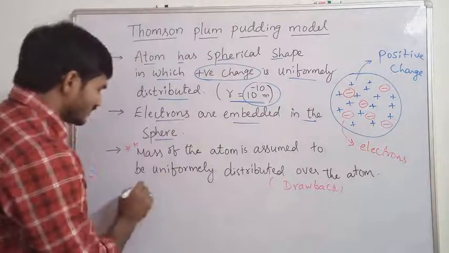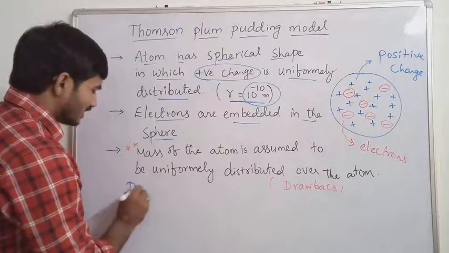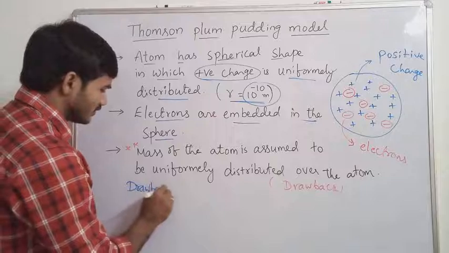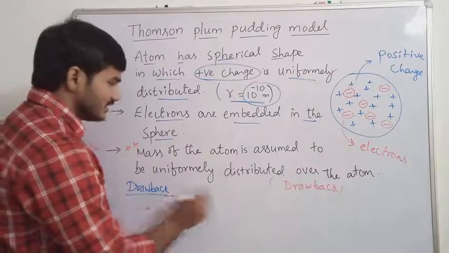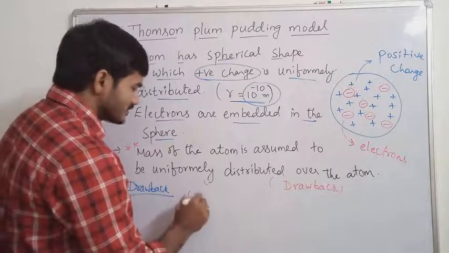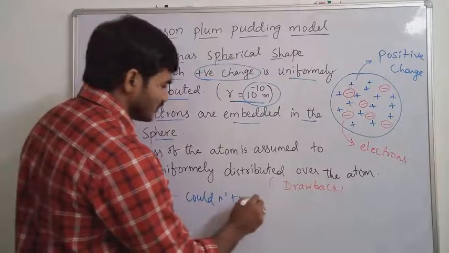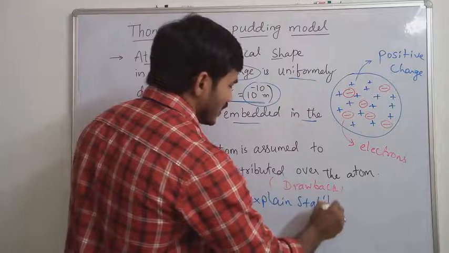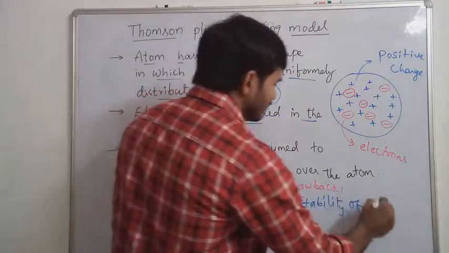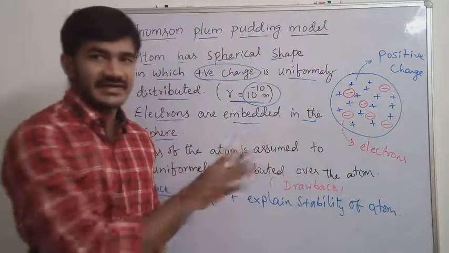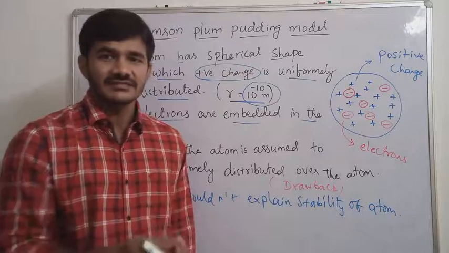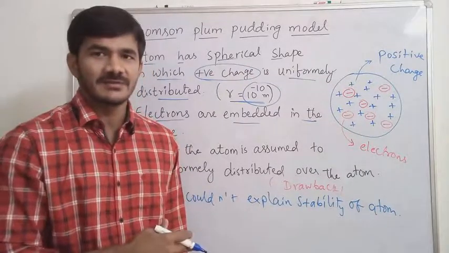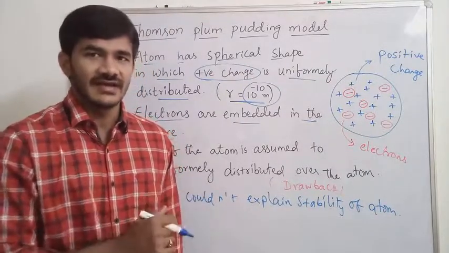Another drawback about the Thomson model is he could not explain stability of an atom. How is an atom said to be stable? How is this kind of atom said to be in a stable form? He could not explain anything about stability of an atom.